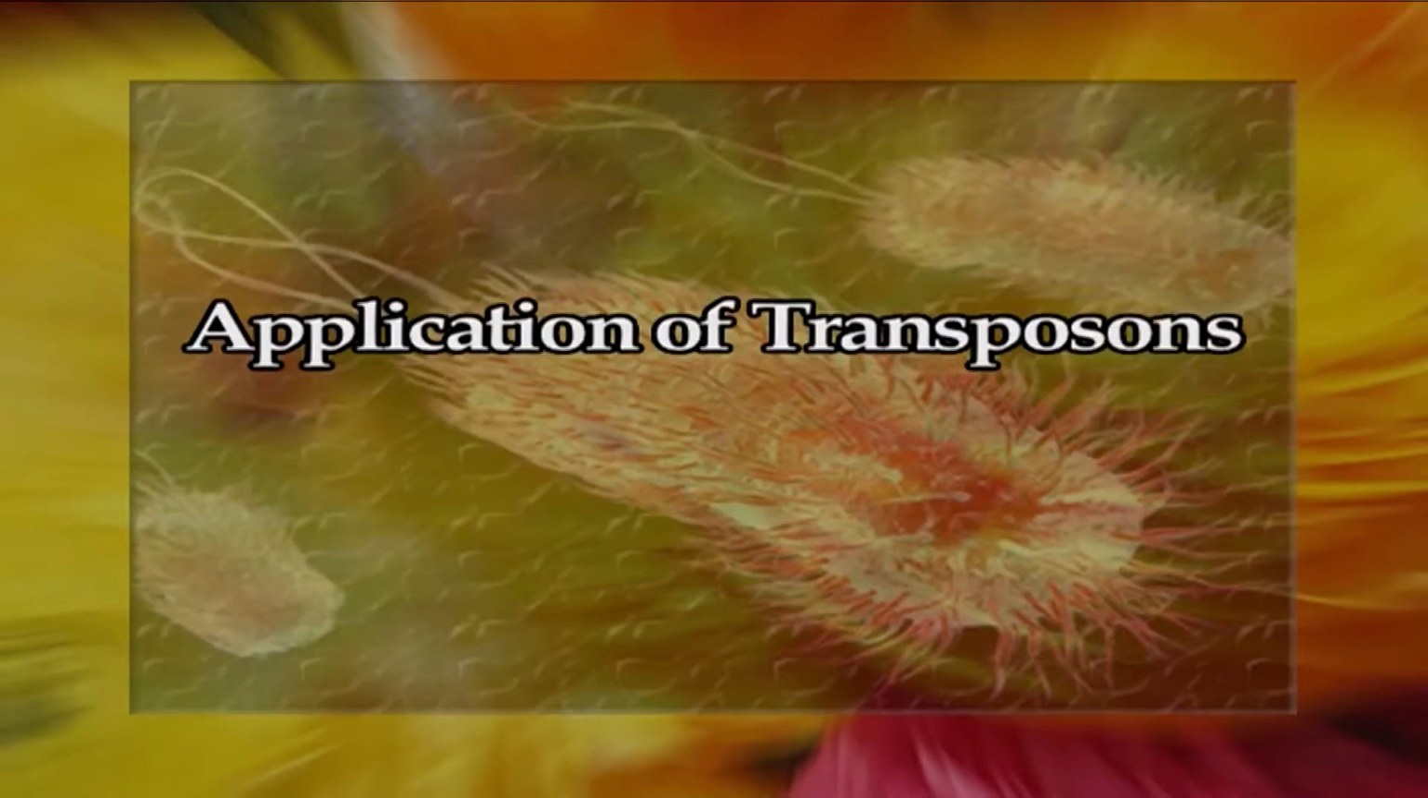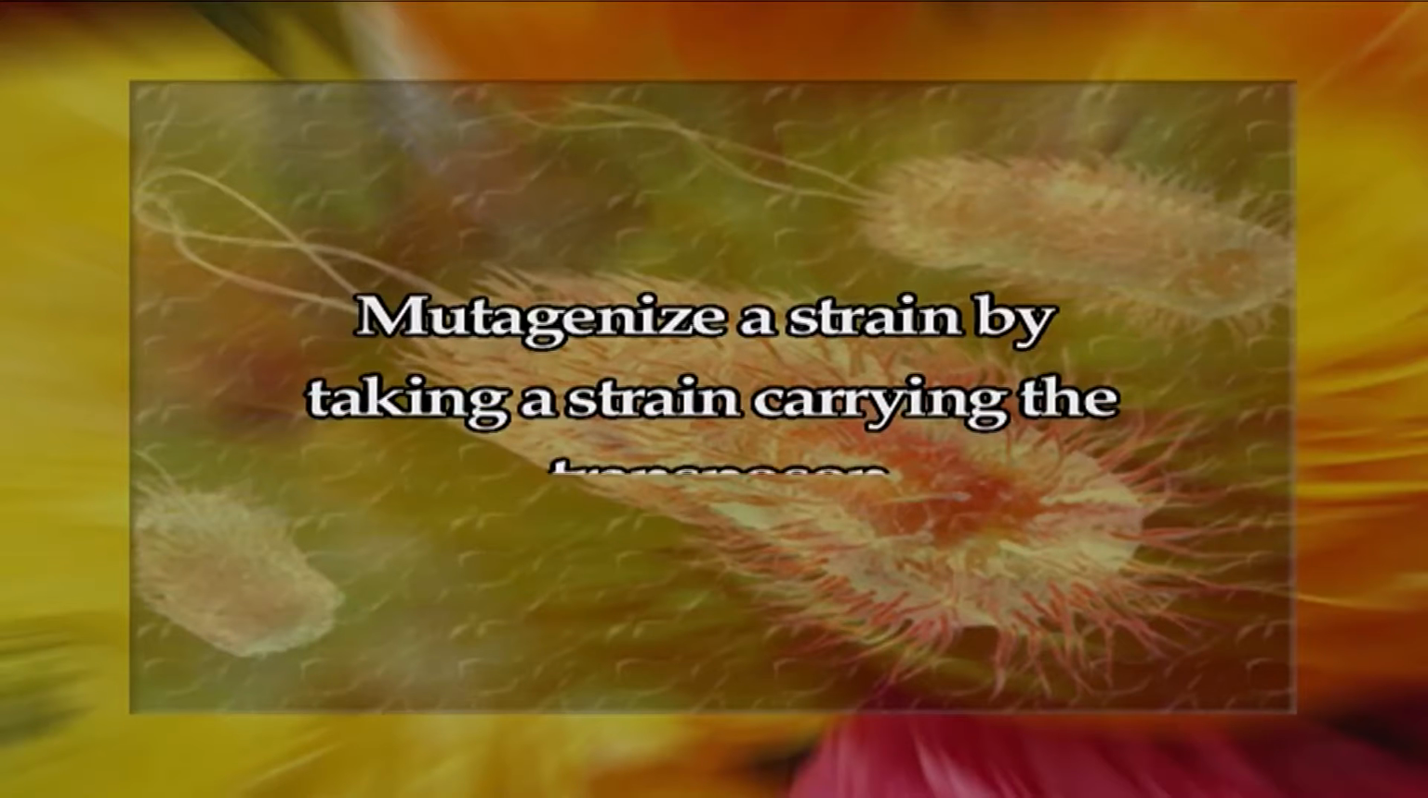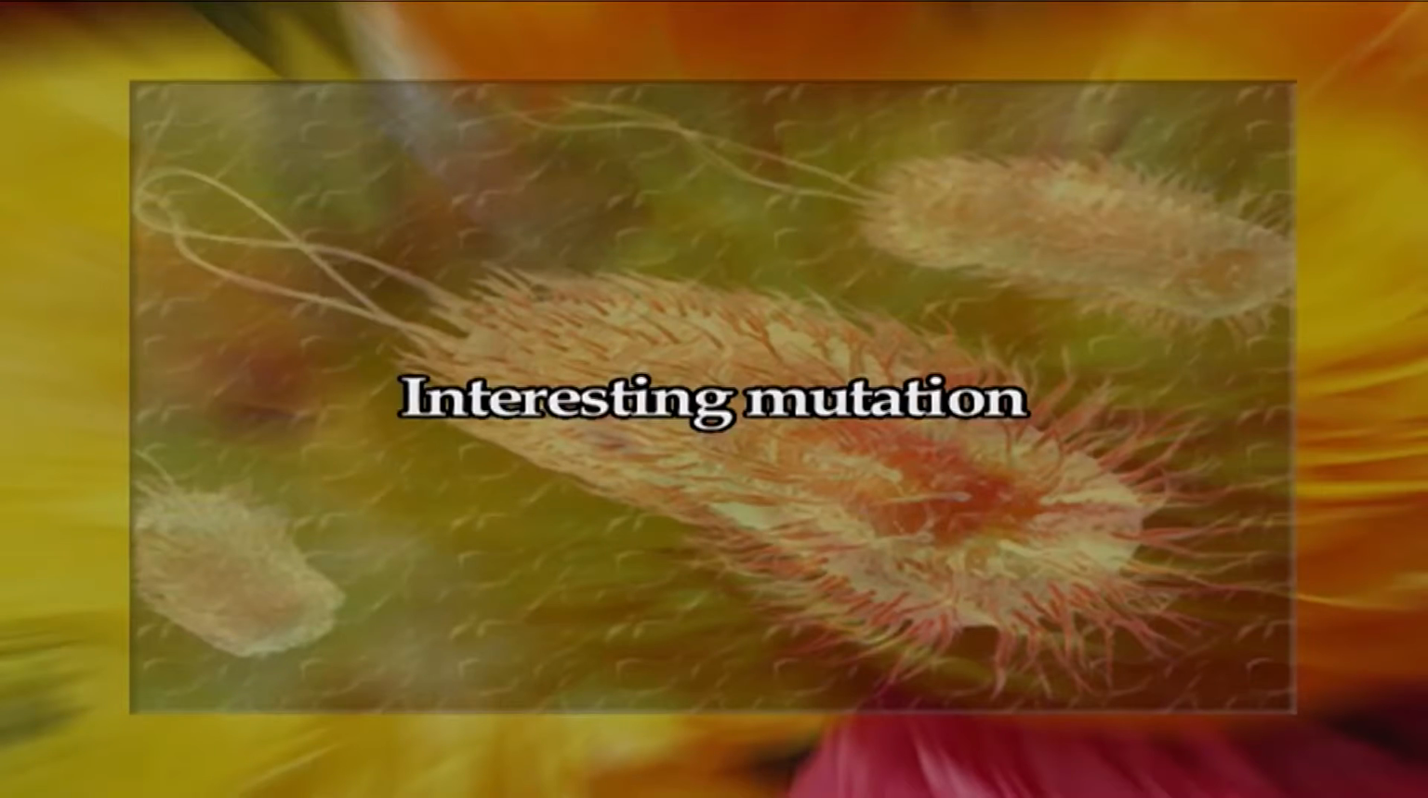Application of transposons. Number 1, mutagenesis. Since it is clear that transposons transpose to new sites at certain frequencies, one might expect that you can mutagenize a strain by taking a strain carrying the transposon in a site considered uninteresting in terms of the system being studied, and looking for cases where the transposon has moved and generated an interesting mutation.